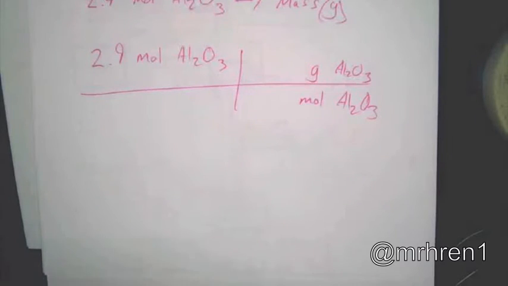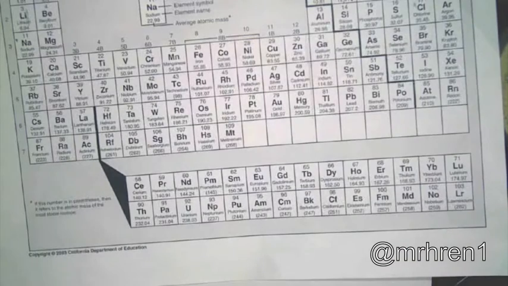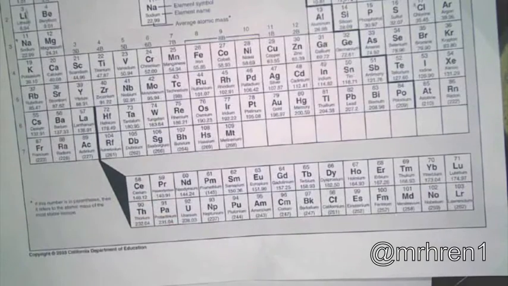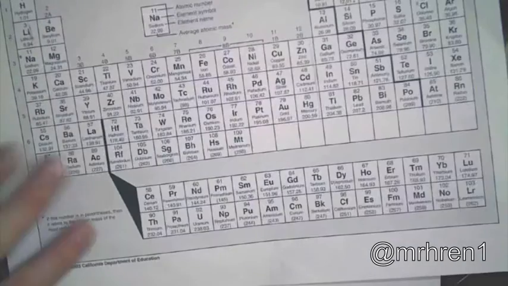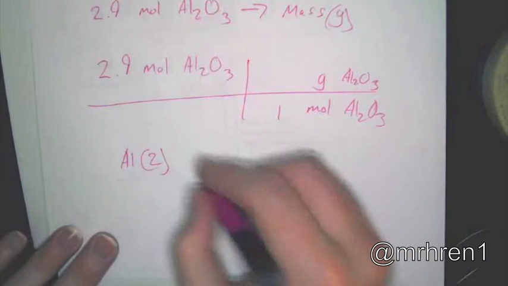So to do this now, there is no way to look up aluminum oxide. It's not on here, no matter how hard you look. But there's aluminum, there's oxygen. You add them up like we just did on this worksheet. You look at it, you add them up, you'll be fine. So to do that, you've got aluminum. You've got 2 of them.